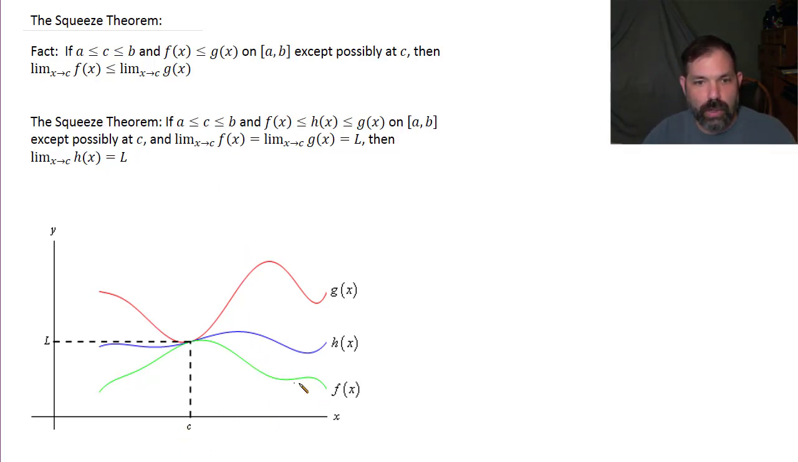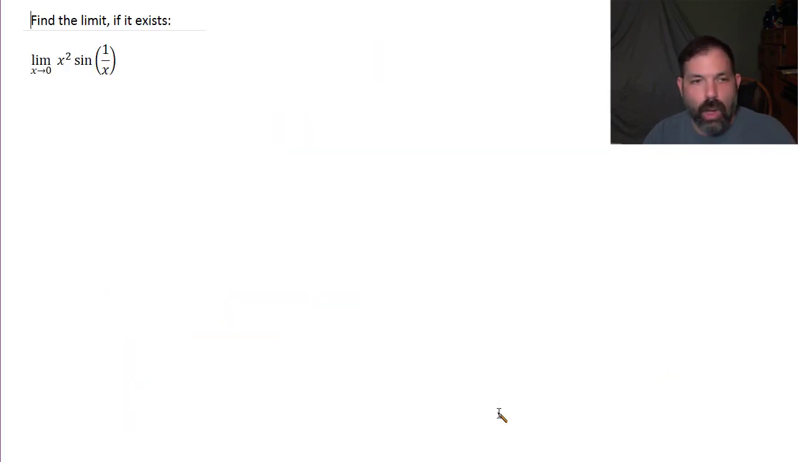All right, so what we see here is that if we can show that h of x is between two other functions, f of x and g of x, and if we can show that the limit of f of x as x approaches c is L, and the limit of g of x as x approaches c is also L, then the limit of h of x as x approaches c must also be that same value L. Okay? So let's see some examples of how we can use this Squeeze Theorem.